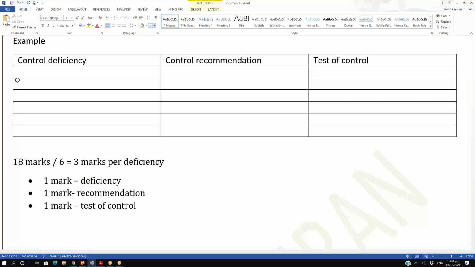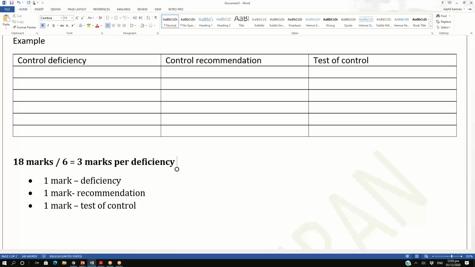Then you come on the next, another 3 marks, and next 3, and next 3, total 18. So in 18 marks, you need to work on 6, right? So that means you have 3 marks per deficiency. That includes the deficiency, that includes the recommendation, that includes the test of control.